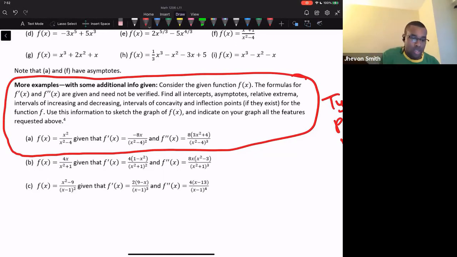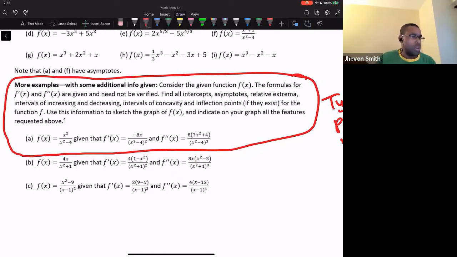So then I'm going to ask you specifically, find all the intercepts, asymptotes, relative extrema, intervals of increasing and decreasing, intervals of concavity, and inflection points if they exist, and use the information to sketch the graph. Indicate on your graph all the features above, right? So that's basically going to be it. You're going to find all this stuff, and then you're going to graph it, and then you're going to show me on the graph where all of this stuff came into play, right? And that's basically it.